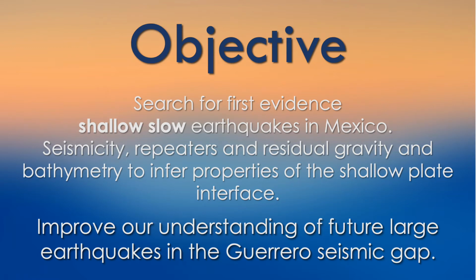The objective of this work is to search for the first evidence of shallow slow earthquakes in Mexico, but also include seismicity, repeaters, and residual gravity and bathymetry to infer properties of the shallow plate interface. All of this to improve our understanding of future large earthquakes in the Guerrero seismic gap.